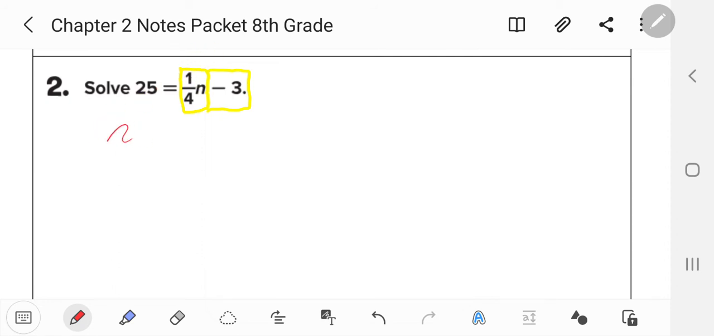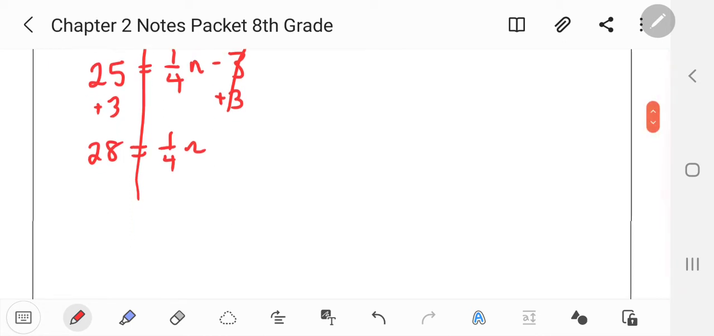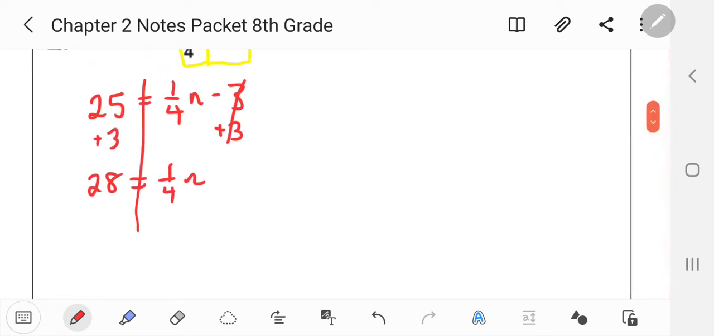So 25 equals 1/4 n minus 3. We're going to start isolating that variable, and we get rid of the non-variable term first. So we're going to add 3 here, add 3. That gets me 28 equals 1/4 n. Now this is from the lesson that we just did.